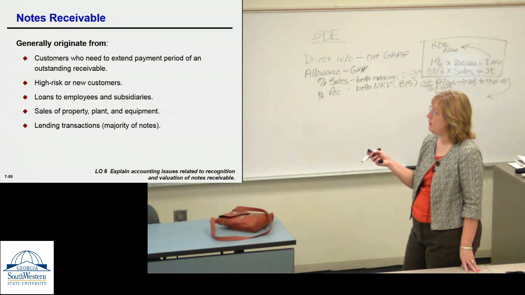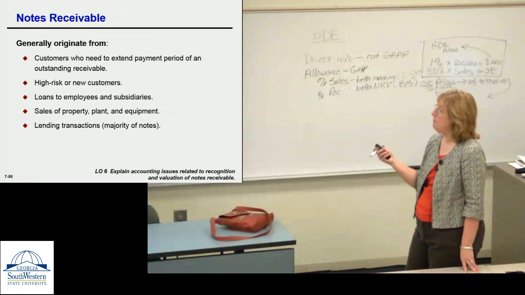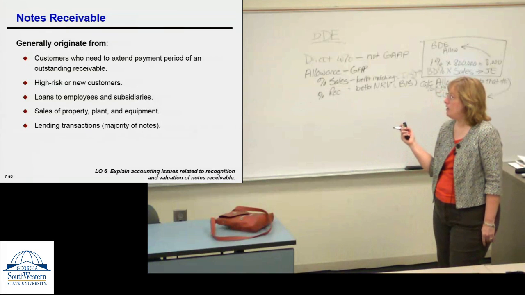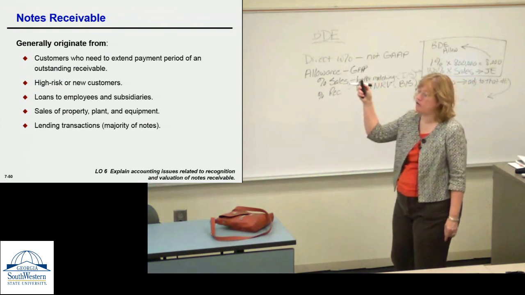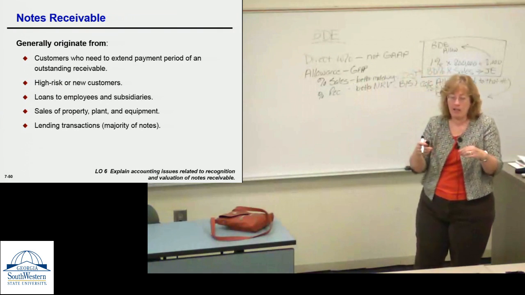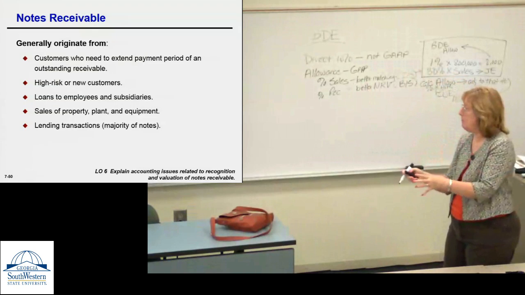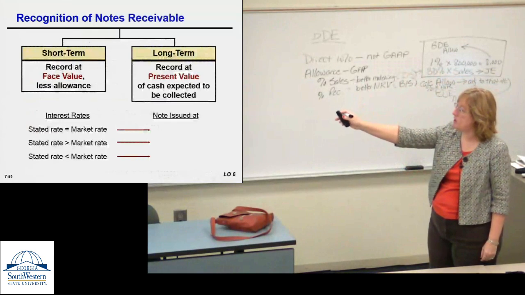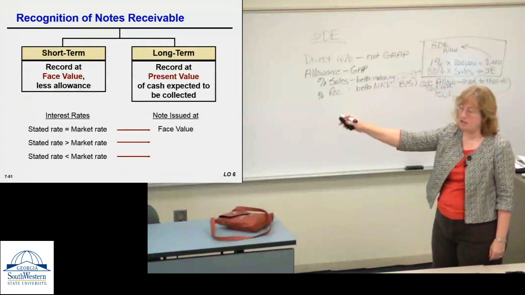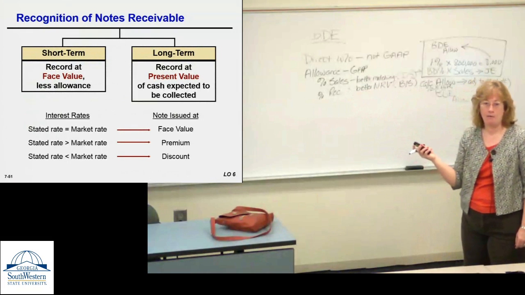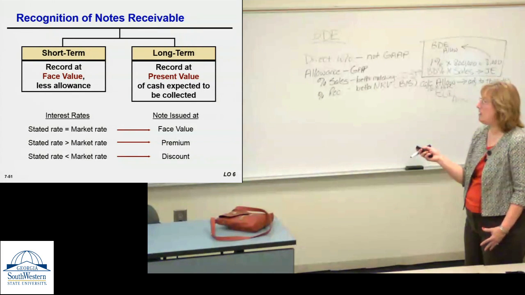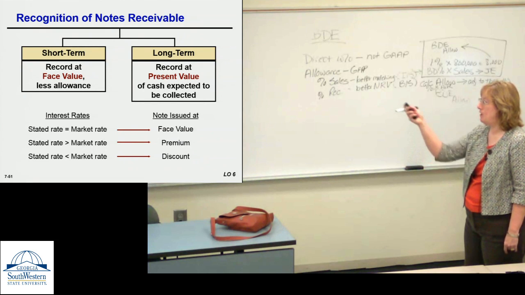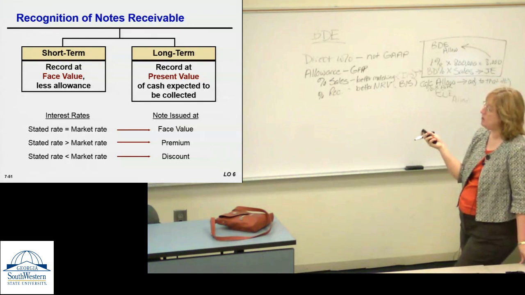This is just a little bit about how the interest rates affect the notes. Short-term notes are recorded at face value, but long-term notes are at present value, which takes into account the interest rate of the note versus the market interest rate. So this is the same situation. If the stated rate differs from the market rate, you're either going to have a premium or a discount. And this shows you how to calculate the receipt of the note when there is an interest rate in there, which in this case is 10%.